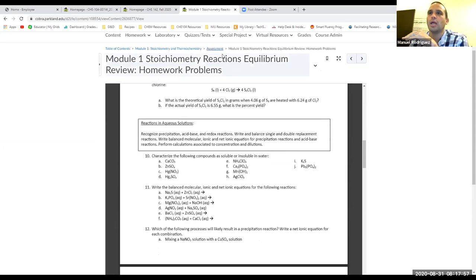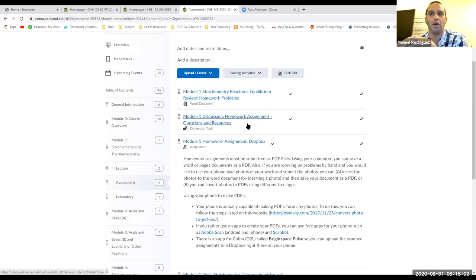I'm gonna go back, discussion forums come in handy. So the discussion forum is basically a place for you to post questions about the homework and then work with other people. You get points for both of them. So it's 10 points for the homework and 5 points for the participation in the discussion forum.